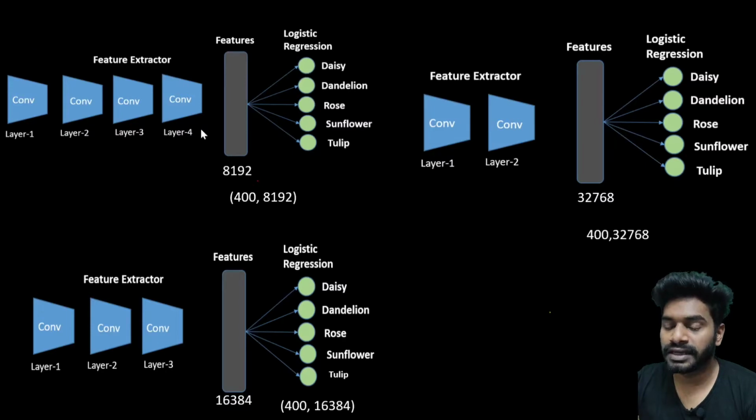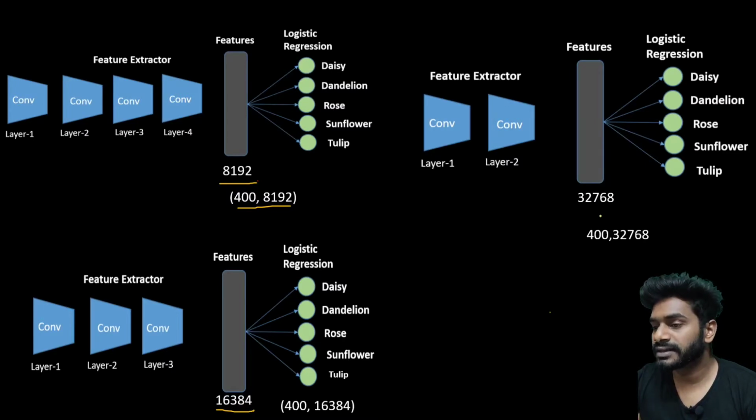Now, one thing to note here is that in case of the first feature, say feature 1, extracted from layer 4, the dimension of features is 8192, and since there are 400 samples, for each sample there are 8192 features. And for the second type of features, which was extracted from layer 3, the dimension of each feature is 16,384, and in the third case, it's 32,768.